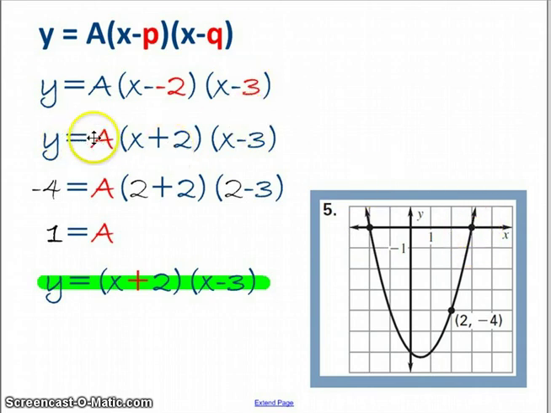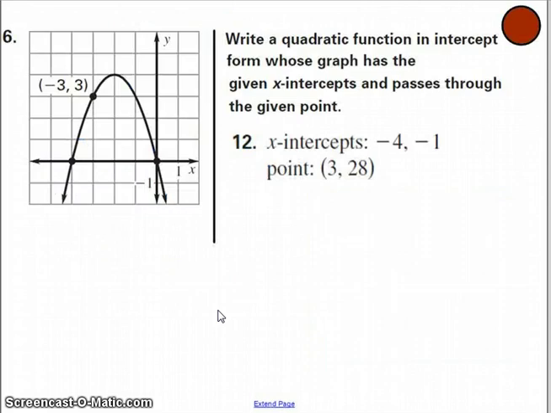I then had to solve for a. In order to be able to solve for a, I had to plug in the coordinates of another point. 2, -4 was the one I was given, so I put in 2 for x in both those places and -4 for y. Solve this out, you'll find that a is 1. And if you had written 1 times x plus 2 times x minus 3, that would have been fine. Now that you've done that, try these last two scenarios for yourself.